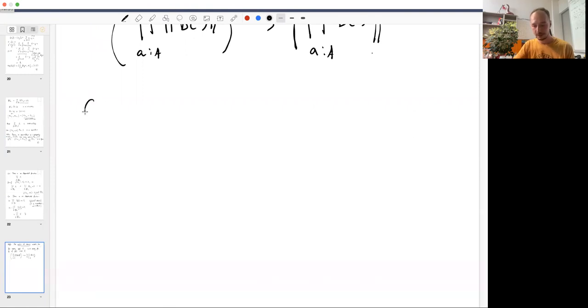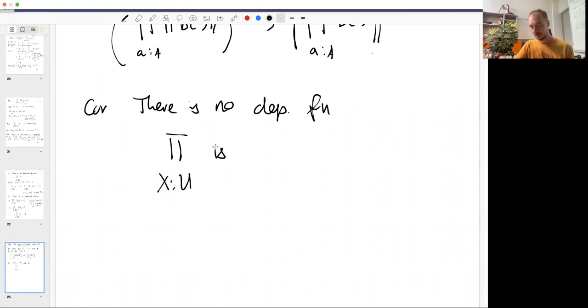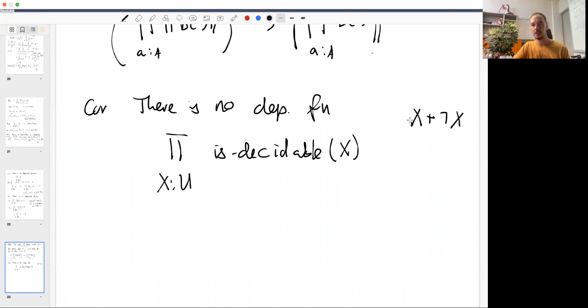So now there's another corollary. There is no dependent function that says for every X in U, X is decidable. And remember that decidable X just means X plus not X. So this is a coproduct of the type X with the type of functions from X into the empty type.